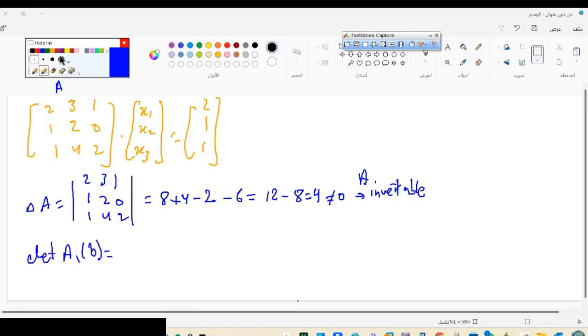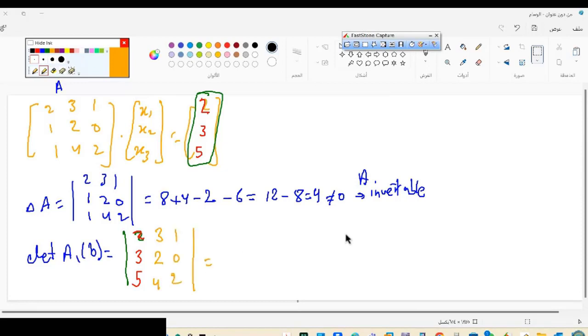It is, see my hand, take this, put here 2. Oh, unfortunately it's the same. Okay, we'll change the values. Just a minute. 2, 3, 5. Okay, 2, 2, 3, 5. Now we're going to use 3, 2, 4, 1, 0, 2. Calculate it. Another one.